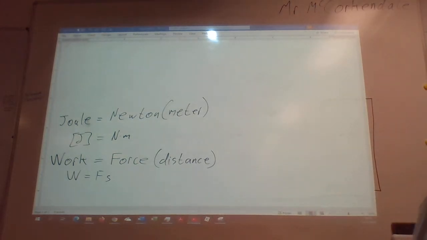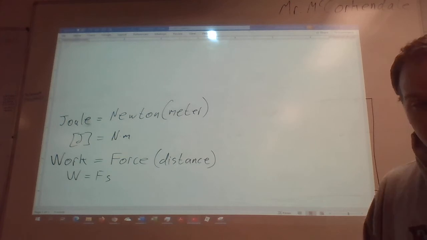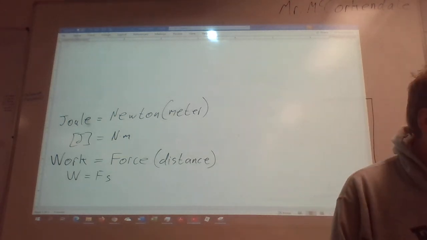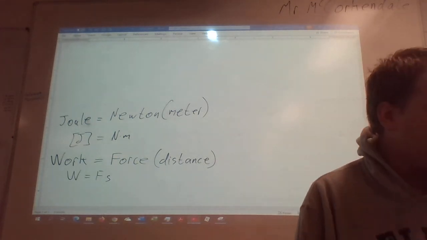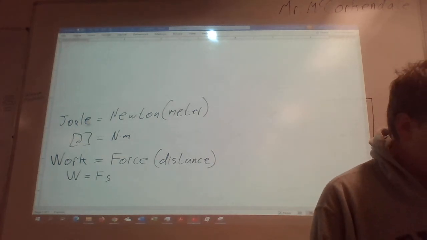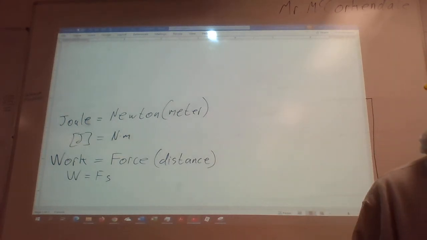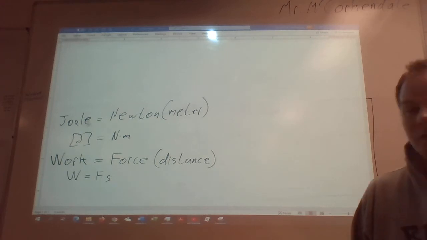Now, for an actual practice problem, let's start with the very first problem in the chapter. So, page 153, problem 1. A weightlifter lifts a 350 Newton set of weights from ground level to a position over his head, a vertical distance of 2 meters. How much work does the weightlifter do, assuming he moves the weights at a constant speed?